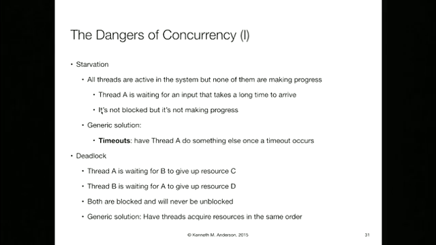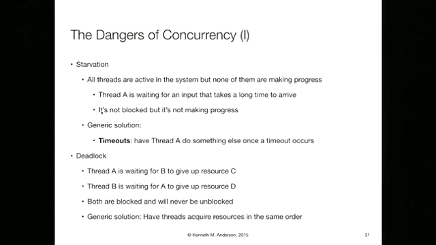Deadlock is when you have two threads, and they're each waiting for a resource that some other thread has. So thread A is waiting for B to give up resource C, and thread B has resource C, but is also waiting for resource D. If you want to know what a resource could be, it could be a printer, it could be a network connection, it could be reading the same file. We're being very generic about what the resource is. But B has it, and A wants it. And A, meanwhile, is holding on to resource D, which is what B is waiting for.